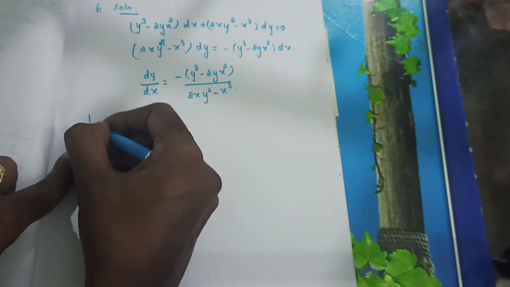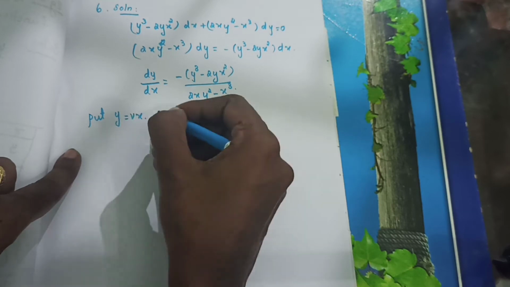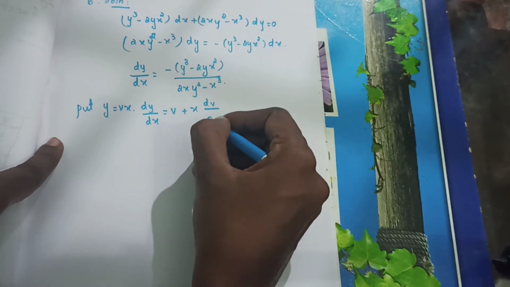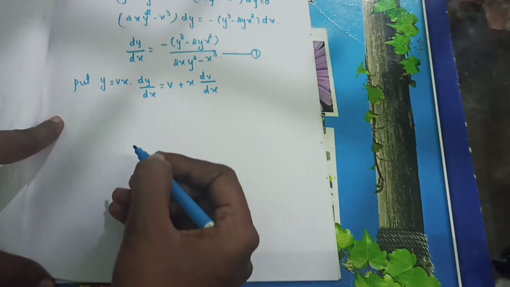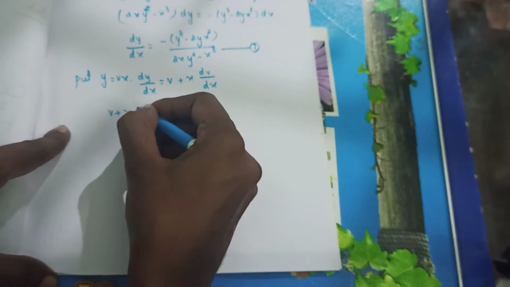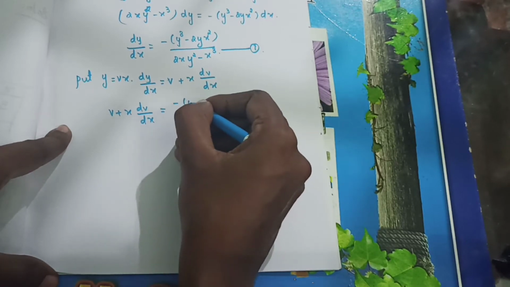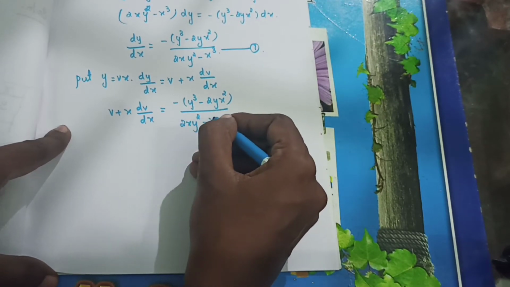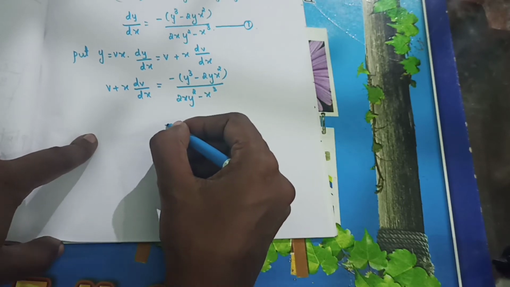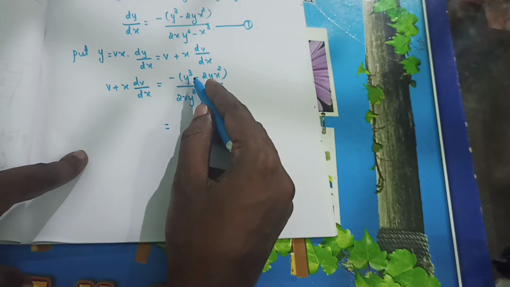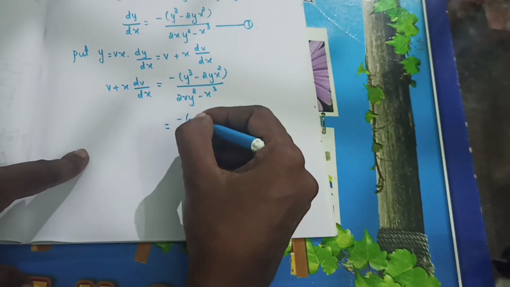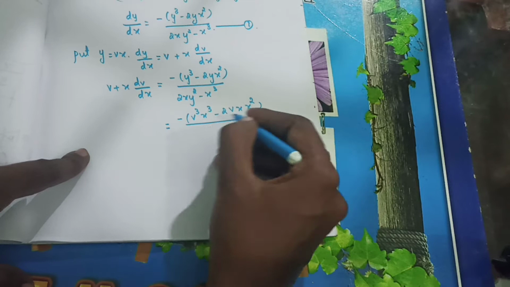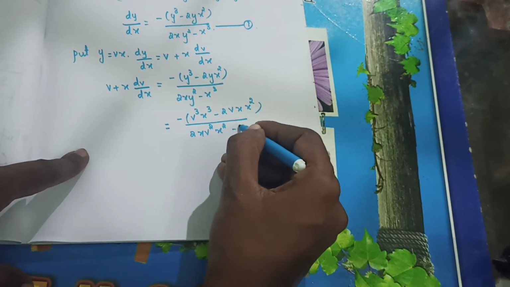Next step, put y is equal to vx, same as other problems. So dy by dx is equal to v plus x into dv by dx. This is equation number 1. Substitute this value here: v plus x dv by dx is equal to minus (y cube minus 2yx square) divided by (2xy square minus x cube). In the place of y we substitute vx, so minus (v cube x cube minus 2vx times x square) divided by (2x v square x square minus x cube).